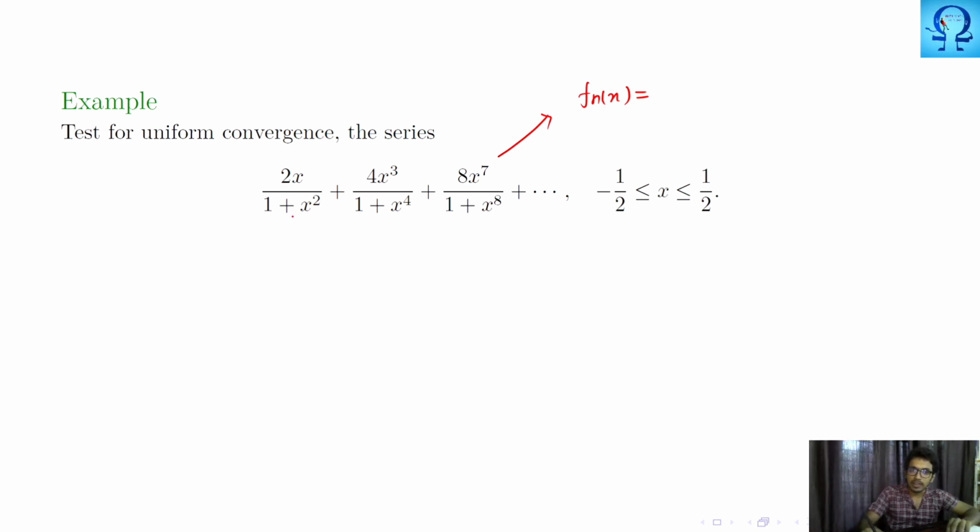Okay, in the first term we have 1 plus x square. In the second term we have 1 plus x to the power 4. And in the third term we have 8. So 1 is producing 2, and 2 is producing 4, 3 is producing 8. So tentatively we get 1 plus x to the power 2 power n. This we are getting. Am I right?